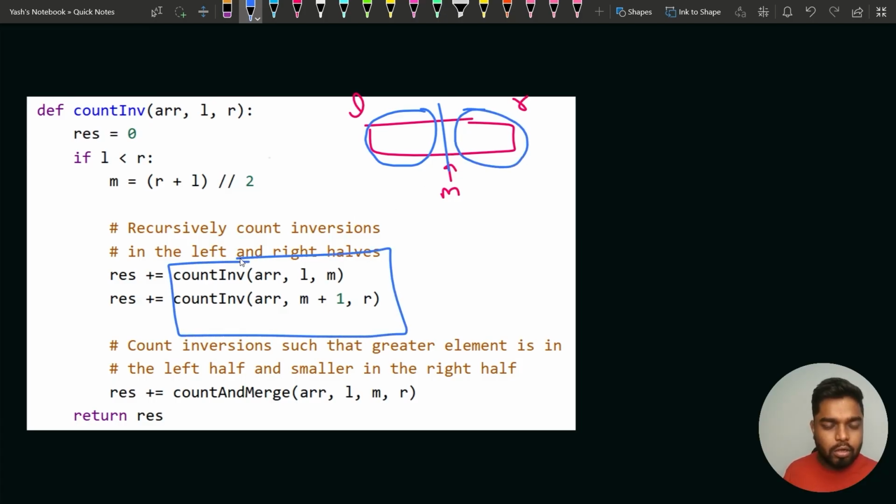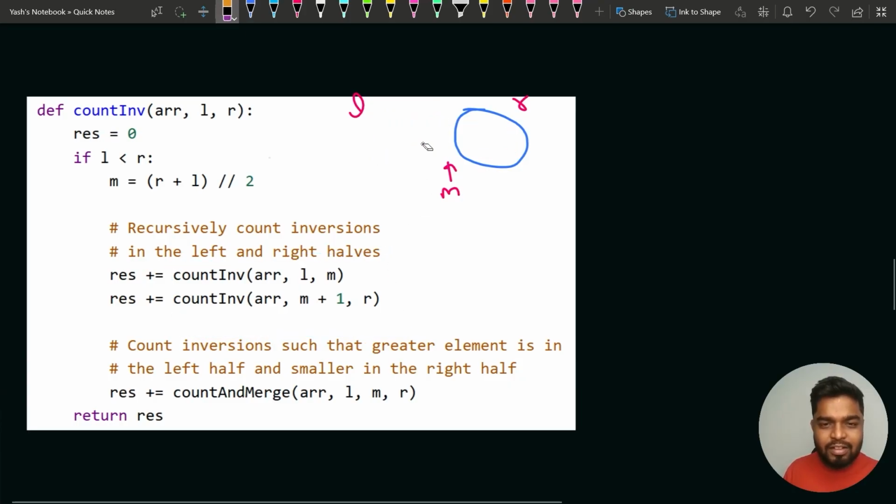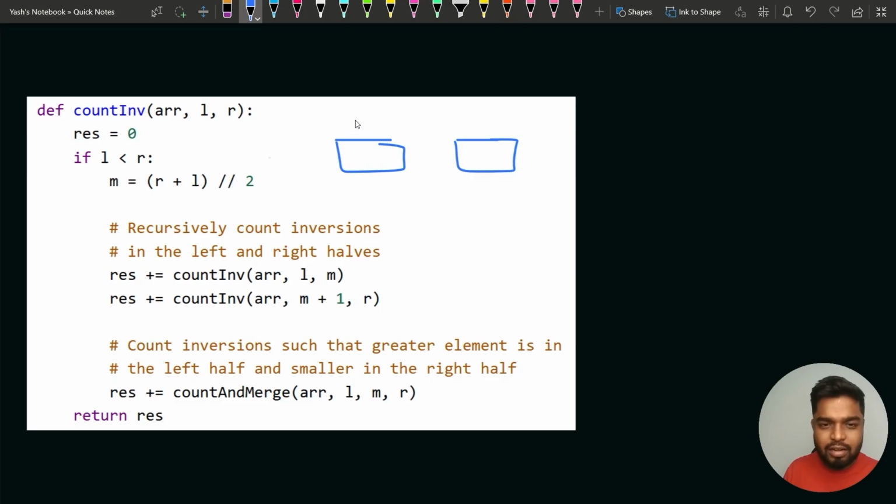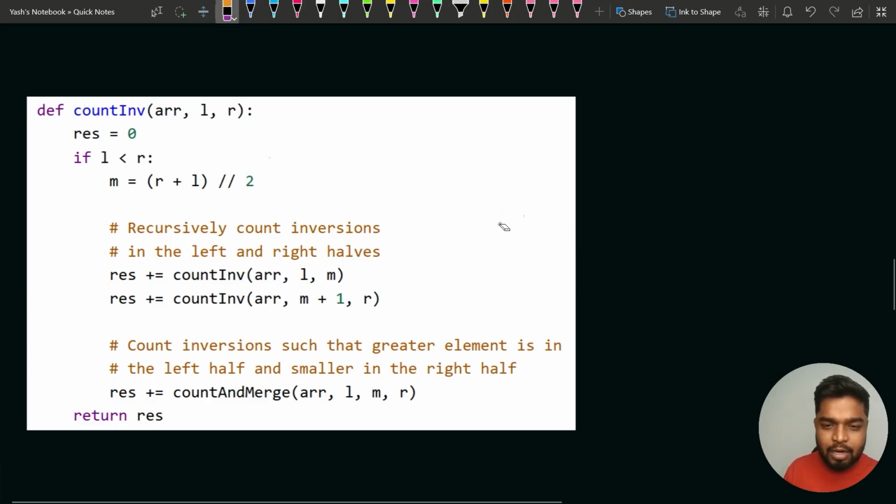We are calling the count inversion function because we are trying to sort, as well as count the number of inversions in the left half, and we'll sort and count the number of inversions in the right half. After that is done, once the left half and the right half have got sorted, there will be an element x lying in the left half and an element y lying in the right half, such that x, y make an inversion pair, with x greater than y. So we have to count them. For this we have the count and merge function.